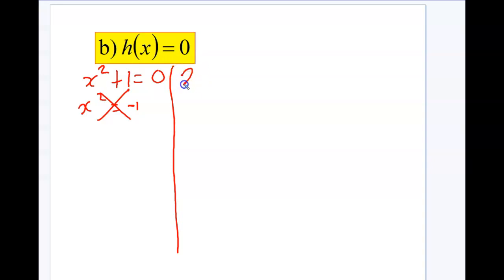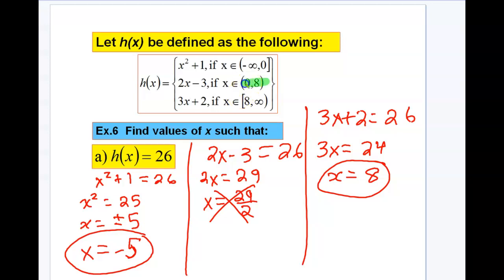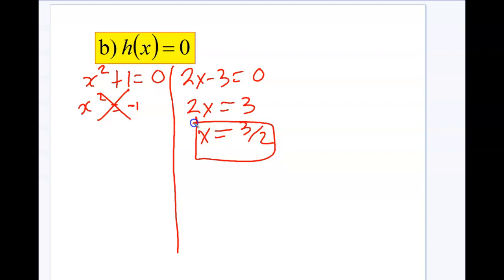For the second one, 2x minus 3 equals 0. Again, solving for x, I get x is 3 over 2, and 3 over 2 does fall in there, so this is a valid solution.